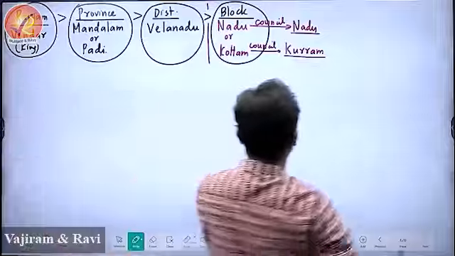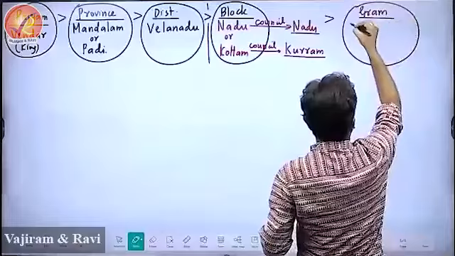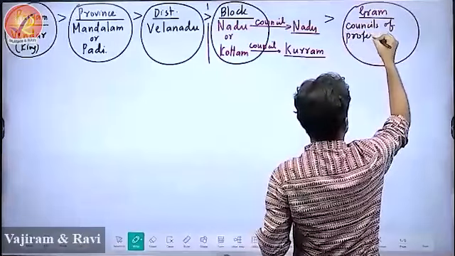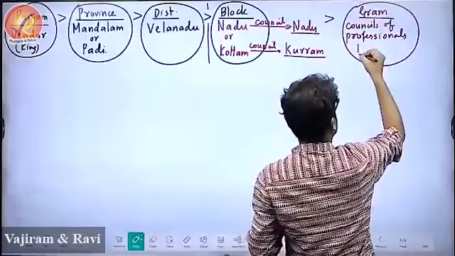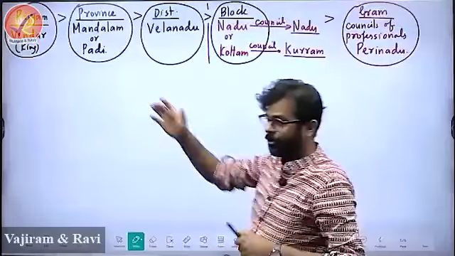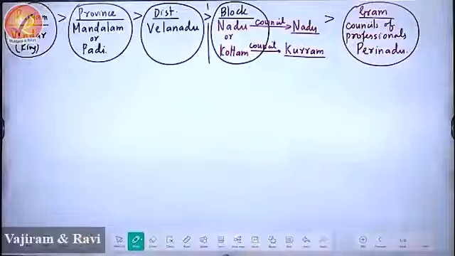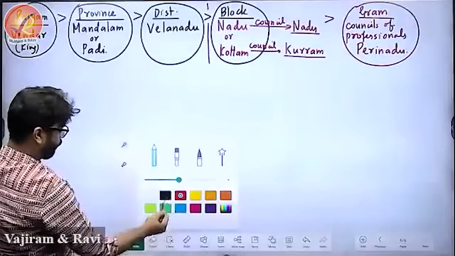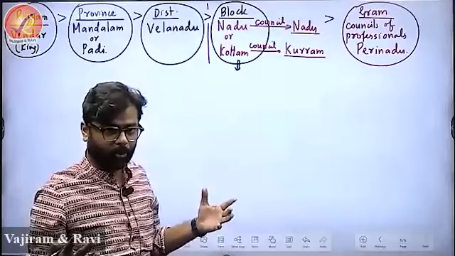Every block will have gramam, village, where you have councils of professionals. For example, let us say you are barbers, you make one council of yours. You are jaggery sellers, you make a council of yours. Such councils are called Perinadu. So I have given you the exact descending order of the councils. Rajyam, Mandalam, Velanadu, Nadu, Perinadu. Do not mix anything here. You have to remember this in the same order. Now Nadu, everything is happening here because a block will have clusters and clusters of villages. I hope you understand. Block will have different villages.